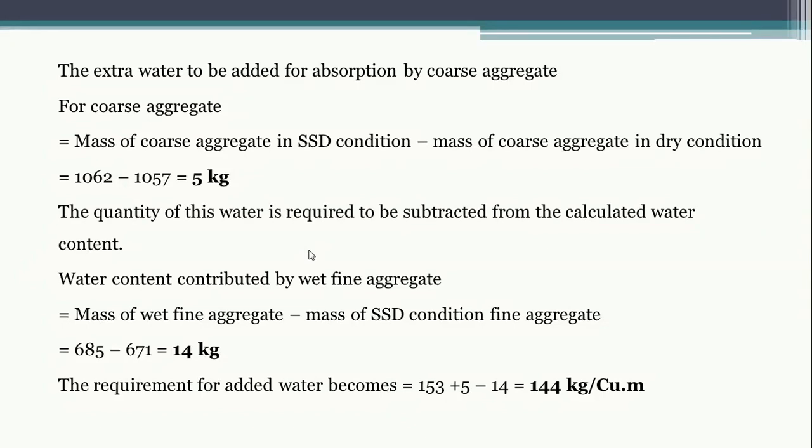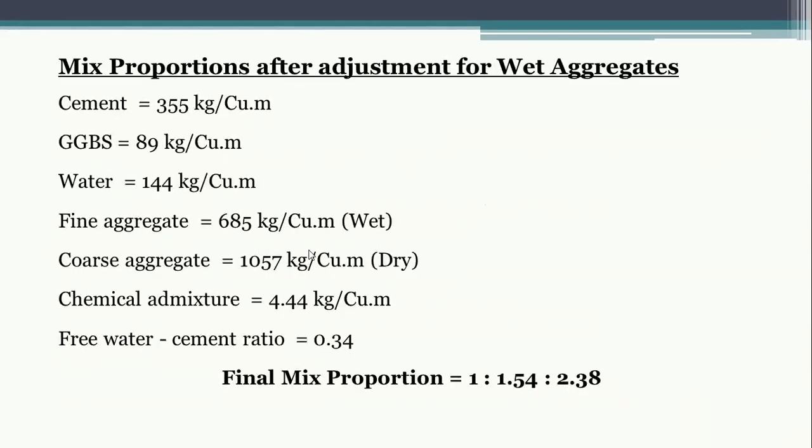Okay, in the first two problems that we solved, in the first problem both the materials were in dry condition. In the second problem both the materials were in wet condition. So in this problem coarse aggregate is in dry whereas fine aggregate is in wet. So for the total water content, we have to add the water content for coarse aggregate which is in dry condition. Similarly, we have to deduct the water content because the fine aggregate is in wet condition. So 153 plus 5 minus 14, you will get 144 kg per meter cube. So this is the required amount of water to be added after adjustment for fine and coarse aggregate. Next, mix proportion after adjustment for wet and dry aggregates.